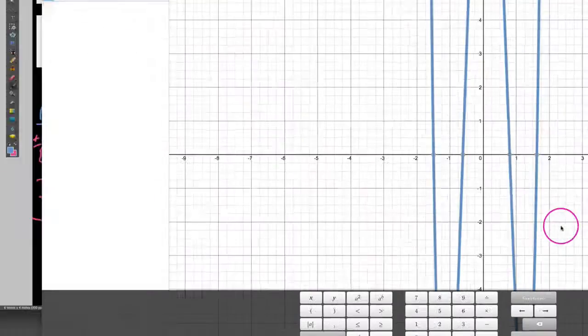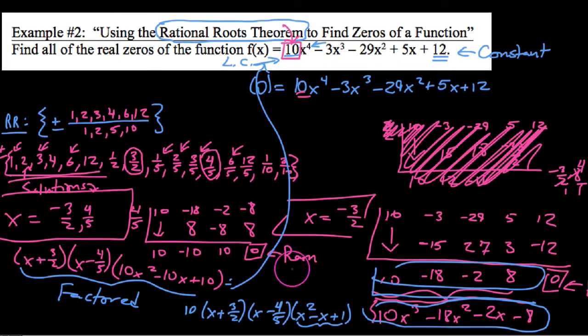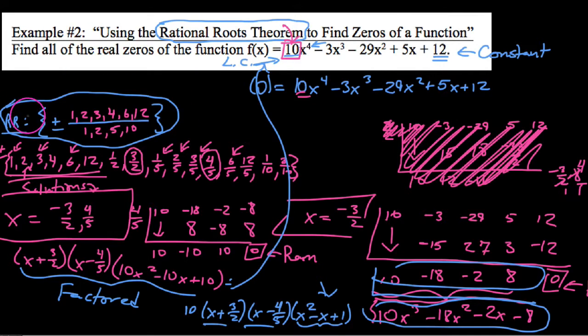So going back to the graph again, I notice that I get 2 more zeros here, negative 0.618 and 1.618. But the thing I really want to point out here is this. This right here would have to be solved with the quadratic formula because we can't factor it. But the point here is this. We are able to find all these real zeros by breaking things down, starting with this rational roots test. And sometimes it's really good to look at the graph first.